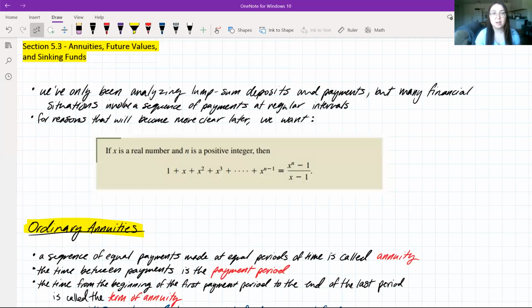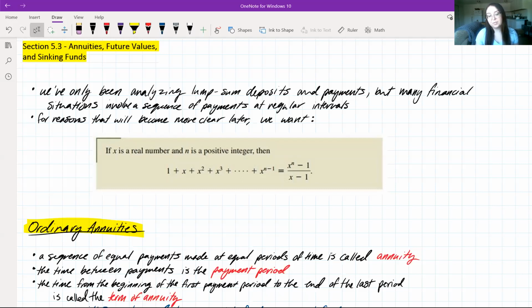So we've only really been analyzing lump sum deposits and payments, but many financial situations involve a sequence of payments at regular intervals. So for reasons that become clearer later on, we want this definition here: if x is a real number and n is a positive integer, then 1 plus x plus x squared plus x cubed plus, and we go all the way up to x to the power of n minus 1, is equal to x to the n power minus 1 divided by x minus 1.